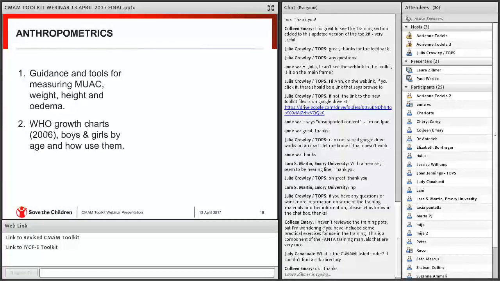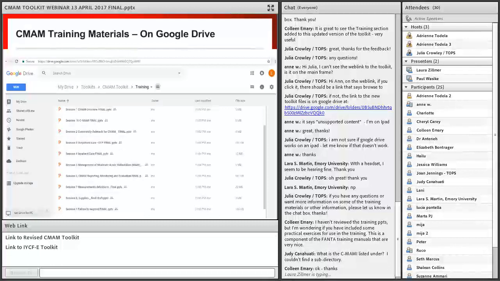Okay, and then the second question from Judy online is, what is the CMAMI listed under, and is there a subdirectory? So I would assume within the training package. No, it's just one of the sessions. The thinking was that for most of the responses now, it perhaps could be the only need, so to speak, for the staff. So somebody could just pull the available documents and take their staff through the training. So it's one of the sessions. I think it's session 10 within the toolkit.